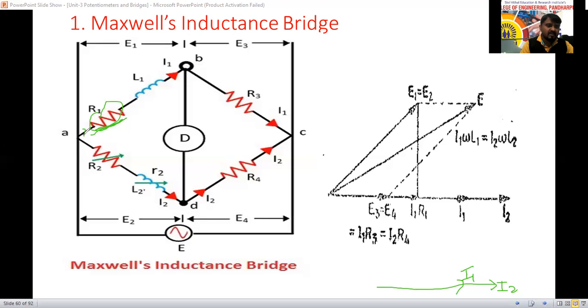Now here I1 is there. The voltage drop across this resistance will be in phase with I1 only. Up to this part, I will consider the voltage drop across the R1 as I1 R1. Next, what we will do? The same current will flow through the inductance L1.